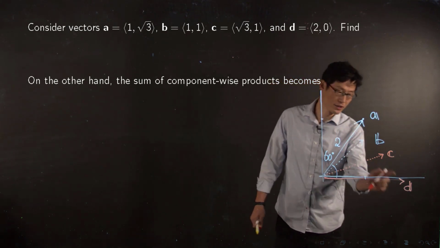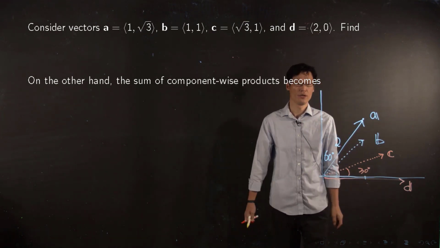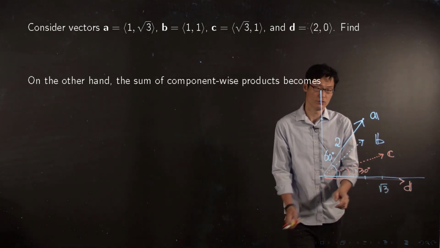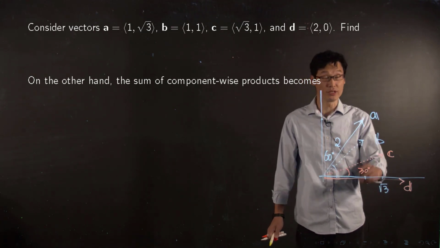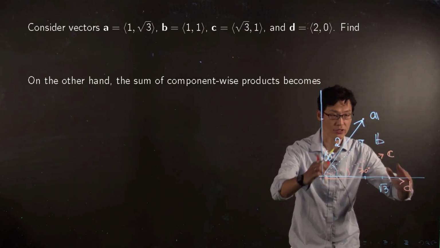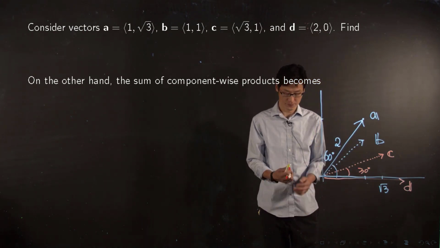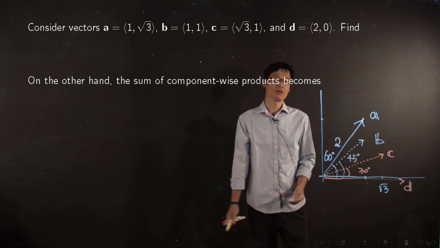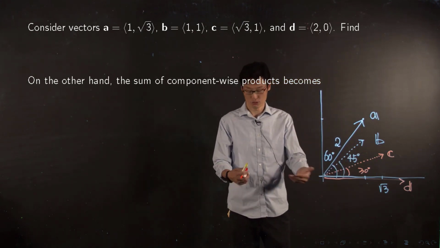This vector C and D have an angle which is 30. This is square root 3 and 1. You can take a right triangle where this vector C is exactly the hypotenuse, and that triangle is exactly half of the equilateral triangle. So you see this angle is 30. Anyway, we have vectors so that we know the angle between them. So now that we know the angles between them, we are ready to calculate dot product.